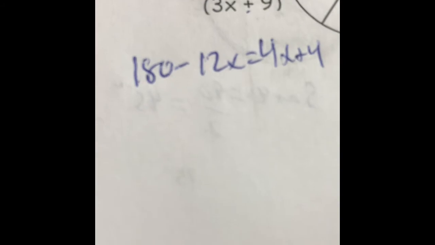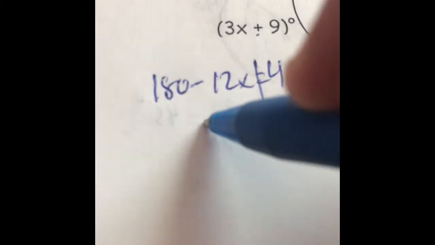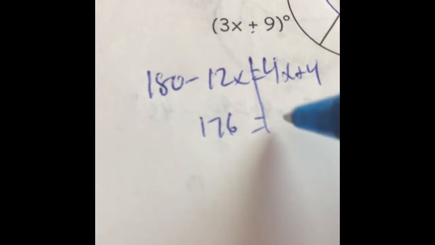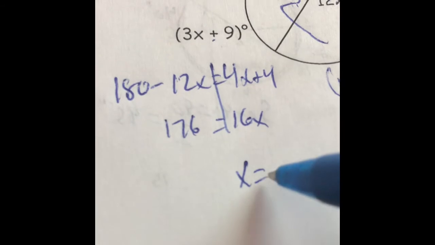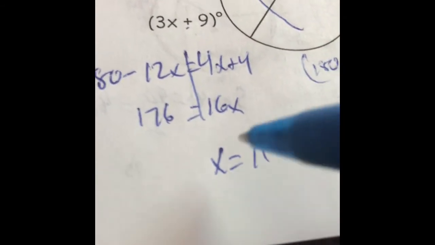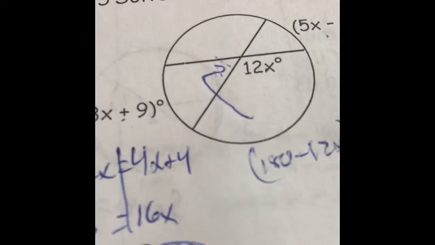So I got 180 minus 12x equals 4x plus 4. Combine like terms. This is now going to be 176 is equal to 16x. Divided by 16, and x is going to be 11. And that's what we're solving. Actually, it does say solve for the obtuse angle, sorry.